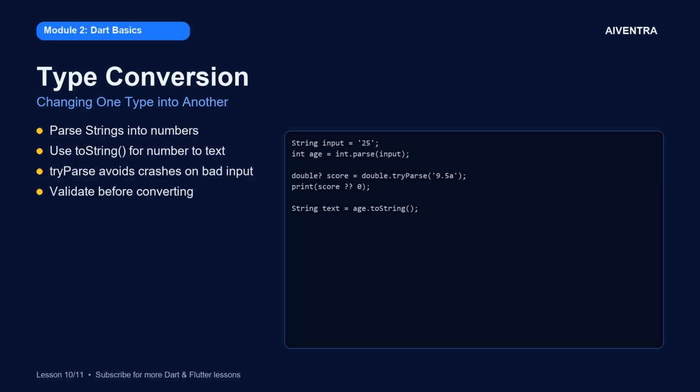Key point 2. Use toString for number to text. This is important because it helps you write clean, predictable Dart code and avoid common beginner mistakes.